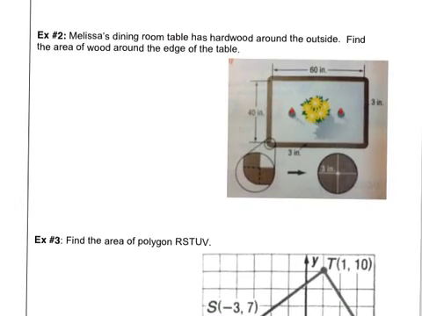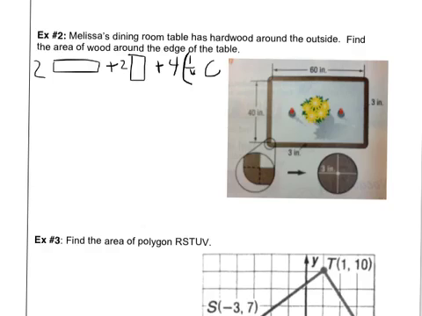We could say, hey, I have 2 long skinny rectangles like this, plus I have 2 rectangles that go up and down, plus I have 4 quarters of a circle. Well, 4 quarters of a circle, obviously, that just makes one whole circle. So I have 2 rectangles going this way, 2 rectangles going this way, and then one whole circle.